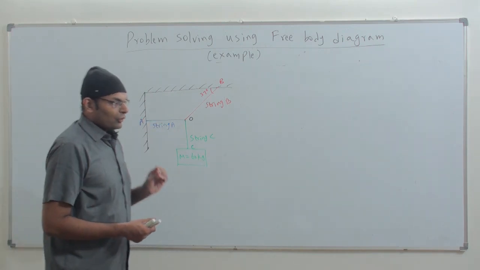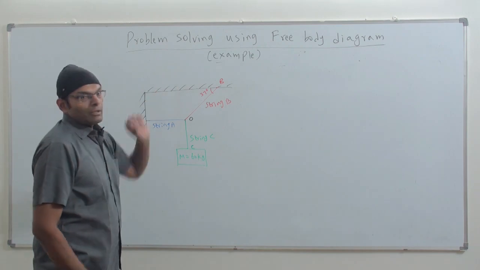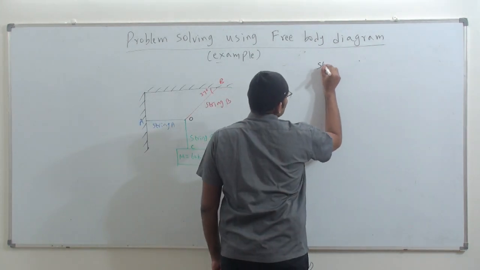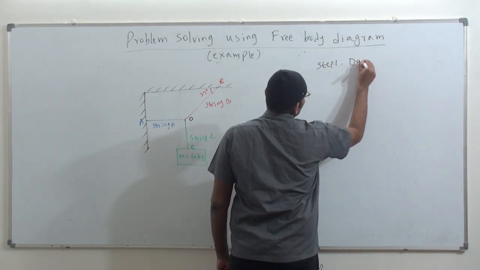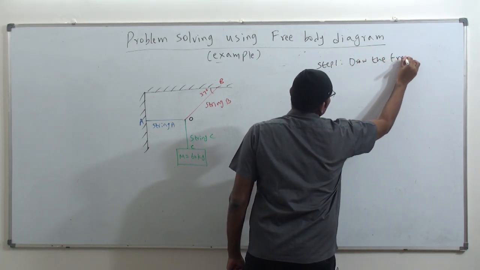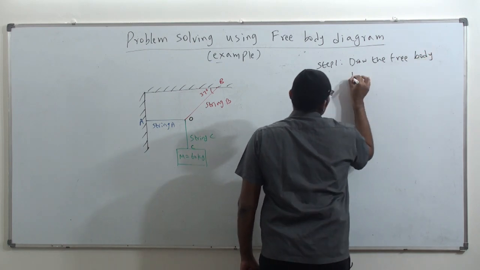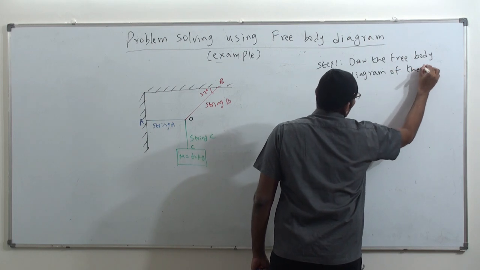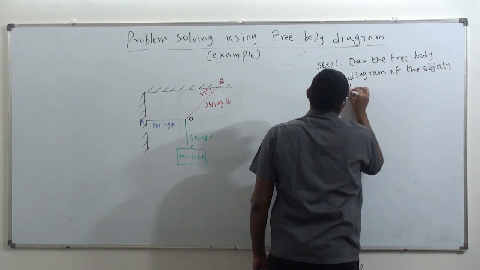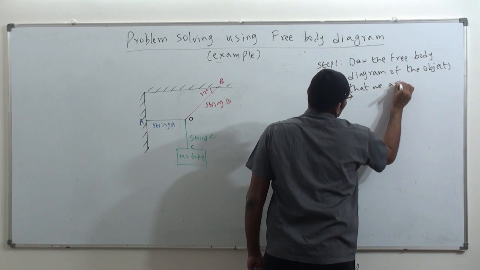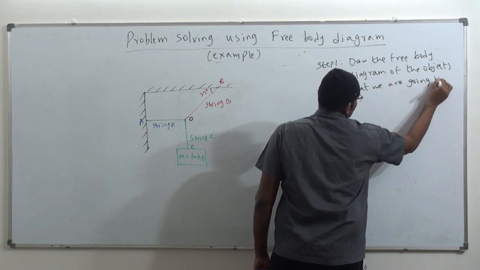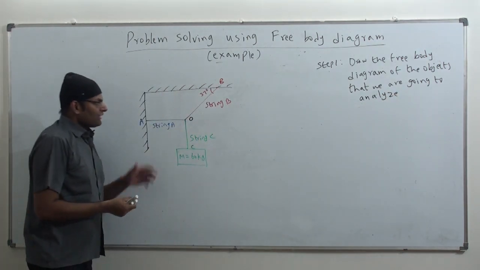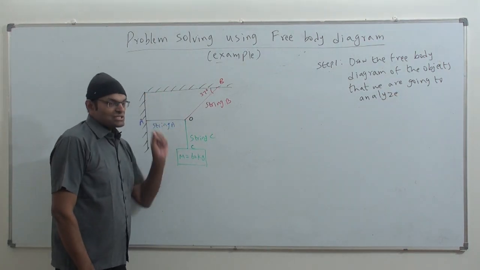So what are the steps we follow for solving a problem using free body diagram? So here, step 1 is: draw the free body diagram of the objects that we are going to analyze. What we are trying to do is that we have three strings, so we have to calculate the tensions in each string.